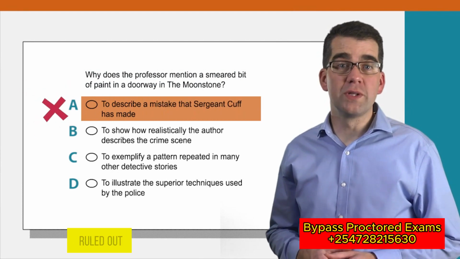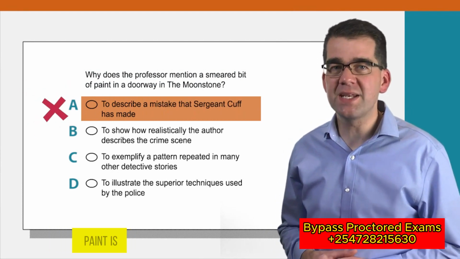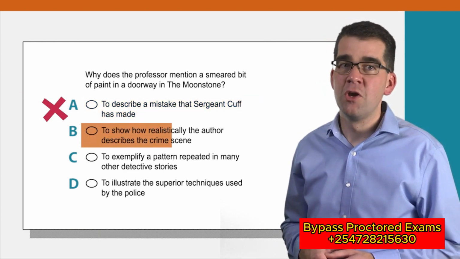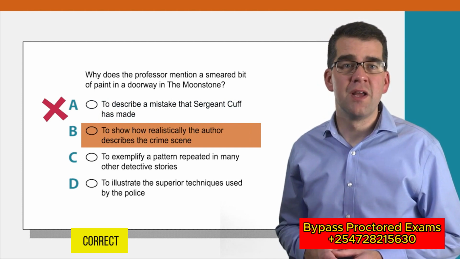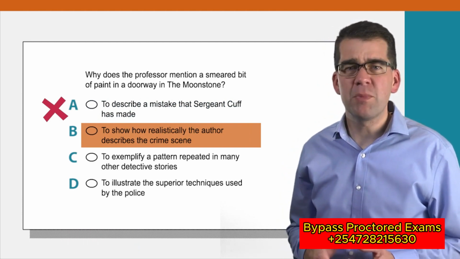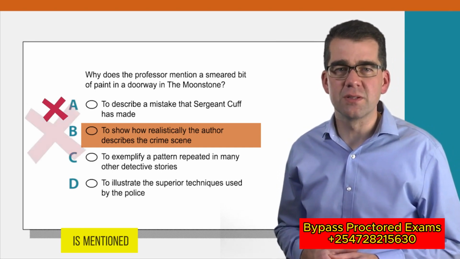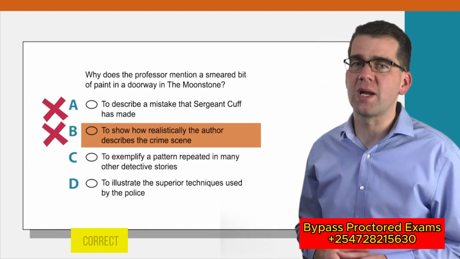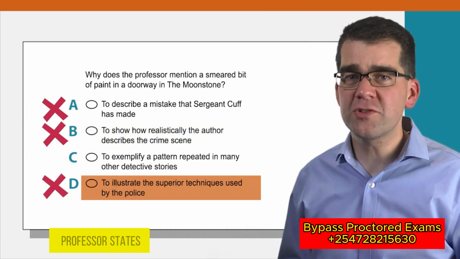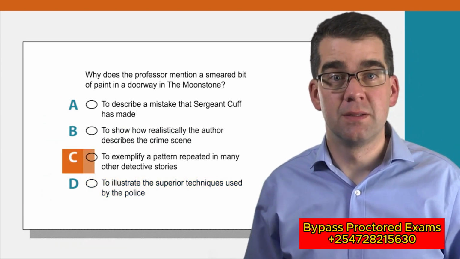Choice A can be ruled out because the professor directly states that noticing the smeared paint is the key to solving the crime, not a mistake. For option B to be correct, there would have been a pattern of discussing details from the crime scene, but the smeared paint is the only visual detail from the crime scene that is mentioned. So option B is not correct. Option D can be eliminated because the professor states that the police officers didn't notice the smeared paint.